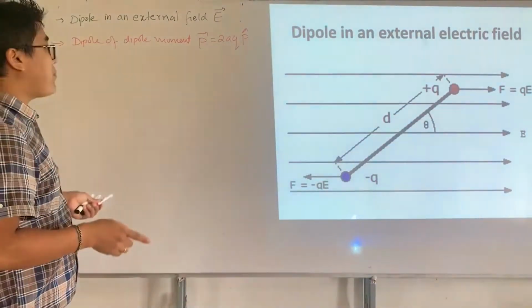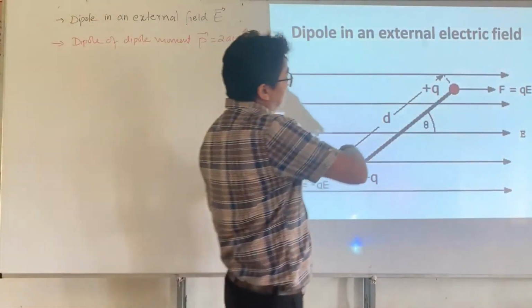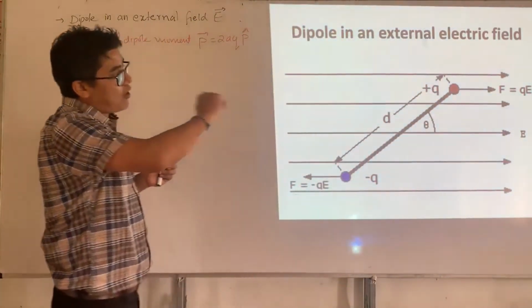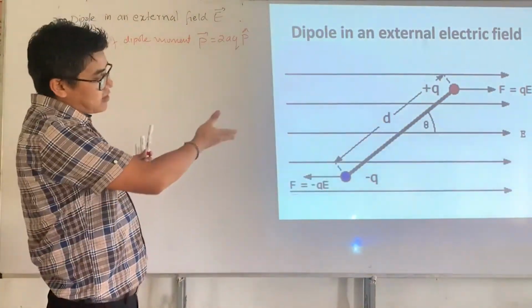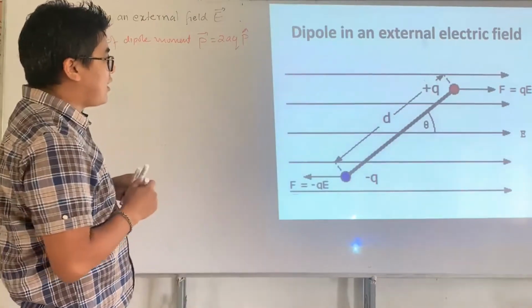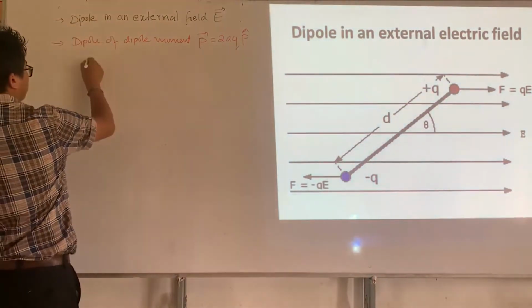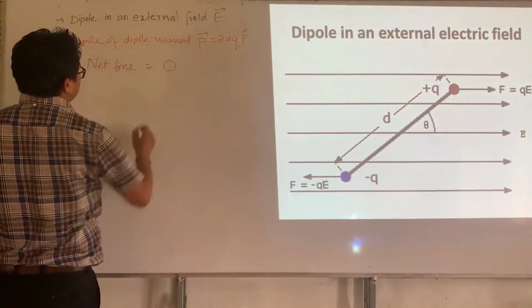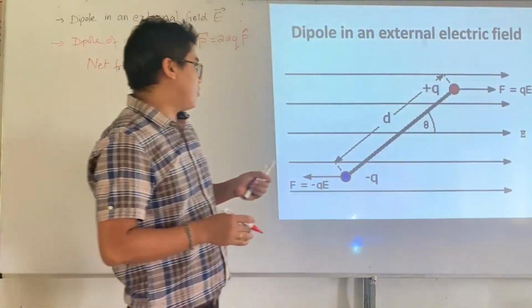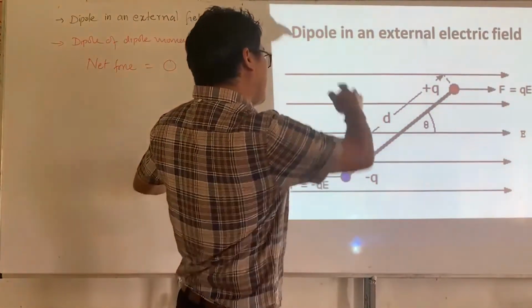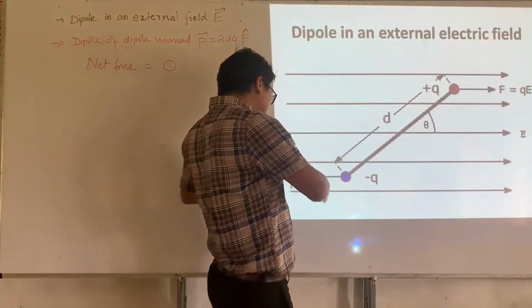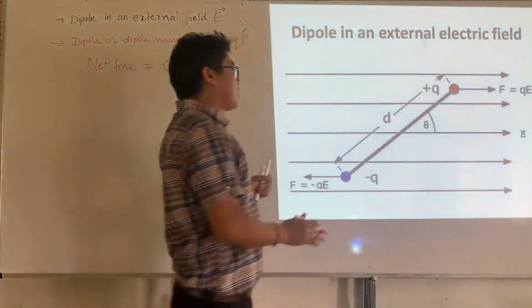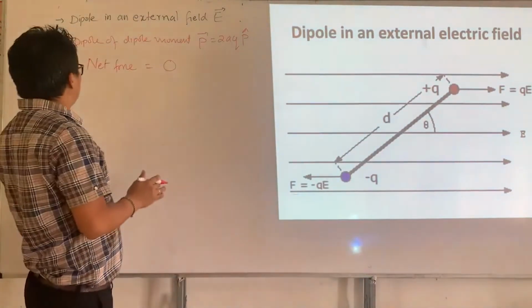So what I mean is that this is a force on the positive charge. The positive charge tends to move along the external electric field, and the negative charge tends to move in the opposite direction of the electric field. And what about net force? Net force is going to be 0. Why? Because this goes that side, this goes in the opposite direction, so the forces are equal and opposite. Therefore, net force is 0.